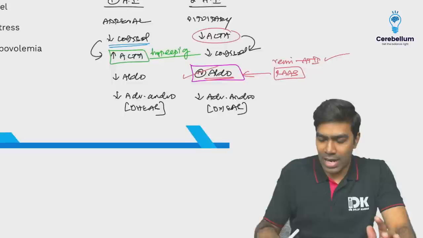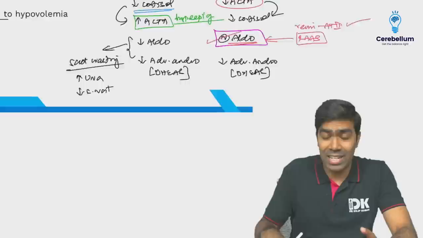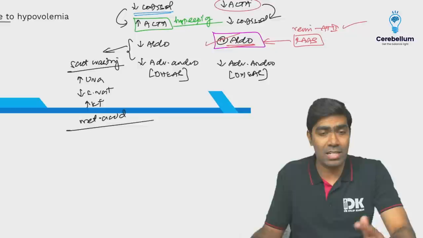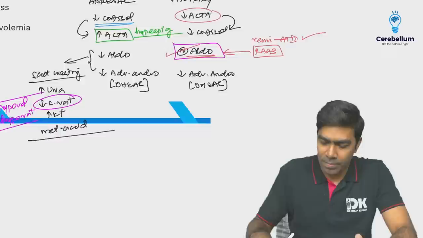So that's the reason why primary adrenal insufficiency patients will have salt wasting. So what do you mean by salt wasting? There will be increased urinary sodium. Because of that, there will be low serum sodium. And they will have other electrolyte disturbances like hyperkalemia and mild metabolic acidosis. These are all common features of primary adrenal insufficiency, that is Addison disease. And this low serum sodium, hyponatremia, will be a hypovolemic hyponatremia. But cortisol deficiency will not result in salt wasting.